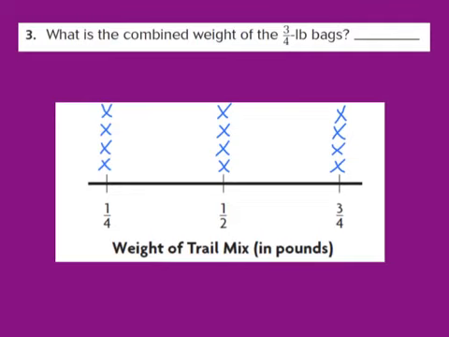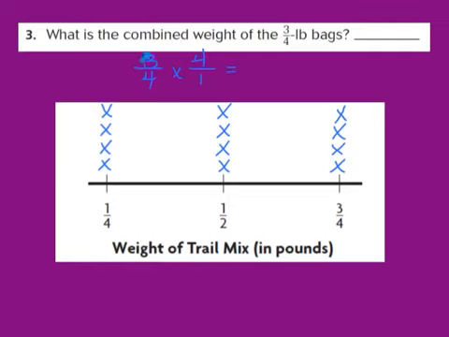Now let's take a look at question number 3. Question 3 says, what is the combined weight of the 3/4 pound bags? So I know that in my line plot this time, I'm going to focus on the 3/4 pound bags. And I know based on the number of x's, I have 1, 2, 3, 4 of those 3/4 pound bags. So I'm going to use the strategy that we did for the last couple of questions, and what I'm going to do is this. I'm going to take my 3/4, and since there are, once again, 1, 2, 3, 4 x's, I'm going to multiply that 3/4 by 4. Now once again, I'm going to put that 4 over 1 to put it in fraction form.